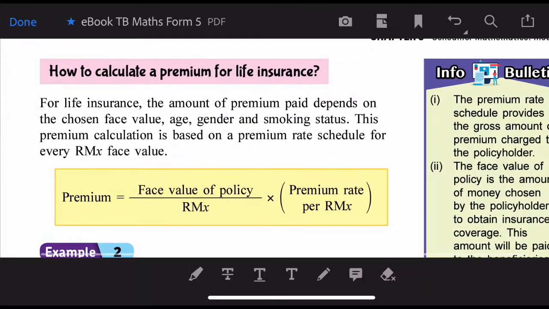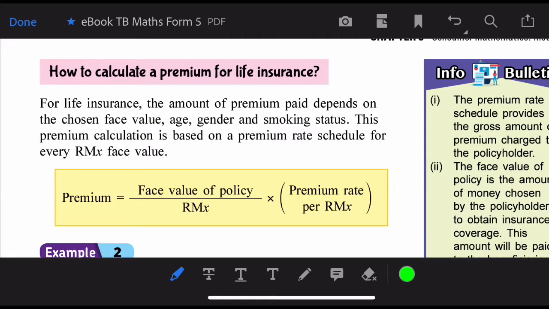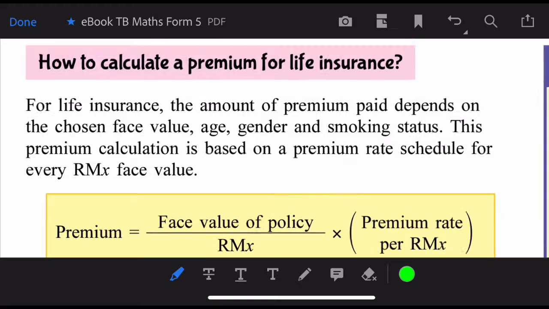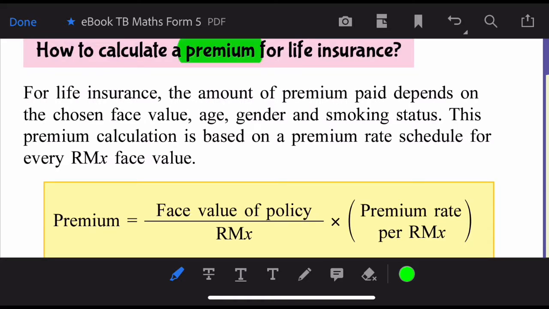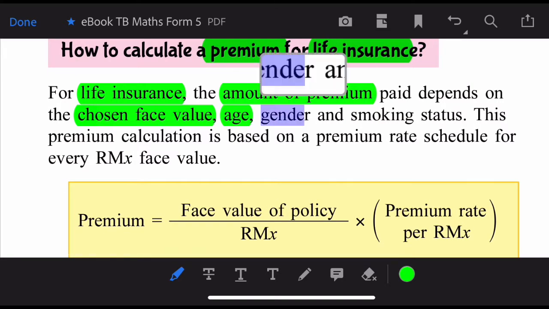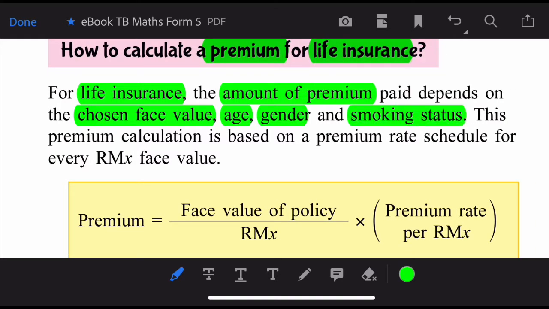We will actually learn how to calculate a premium for life insurance. Before that, let me go through a little bit about how to calculate premium for life insurance. The amount of premium paid depends on the chosen face value, age, gender, and smoking status. There are four: face value, age, gender, and smoking status.